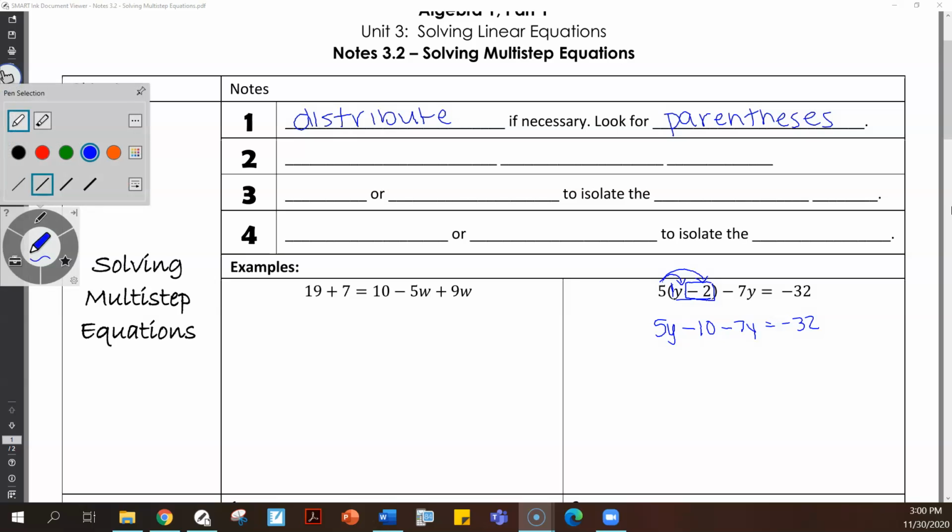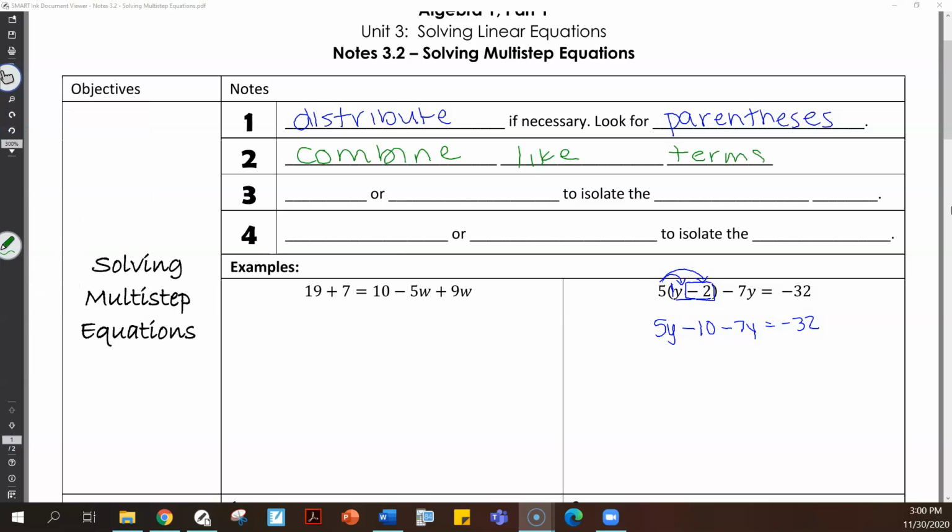My second step, after I distribute, is going to be to combine like terms. Now remember that like terms have the same variables or no variable at all. So I'm going to combine any terms that are the same. The one caveat with this is that I need to make sure that those terms are on the same side.